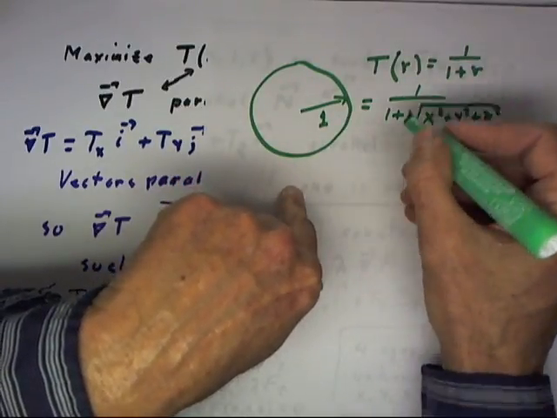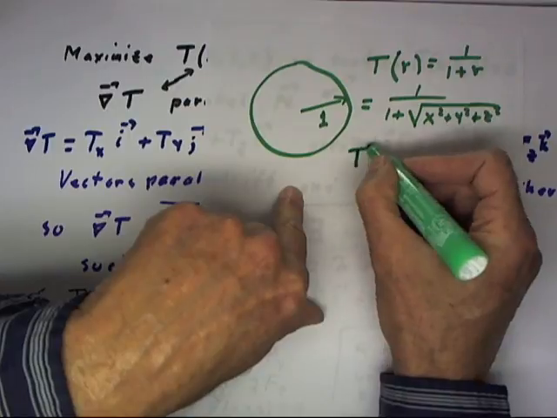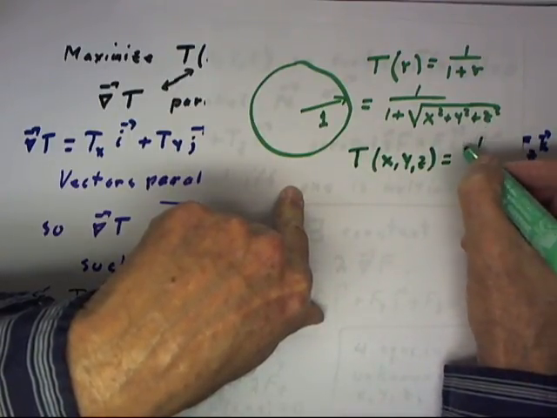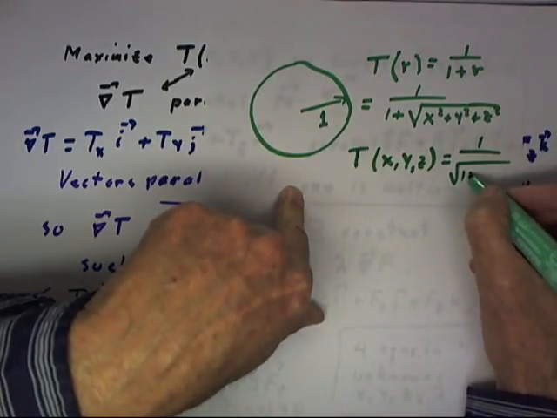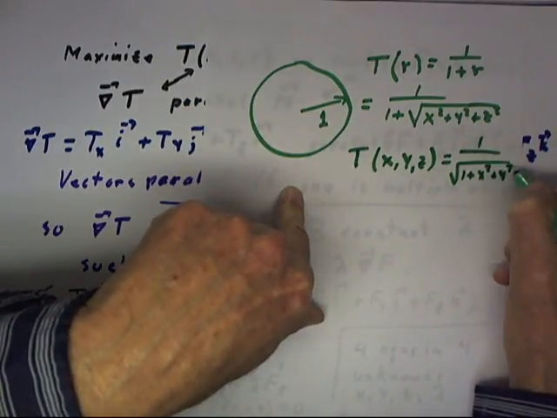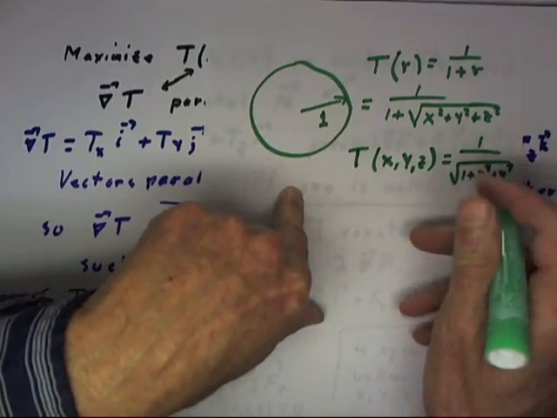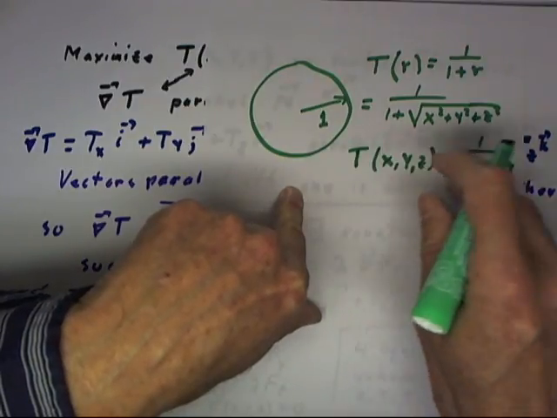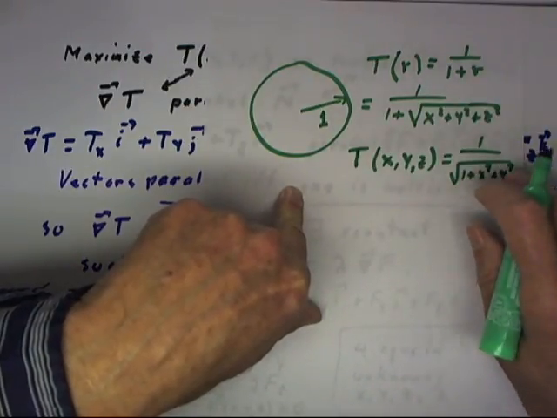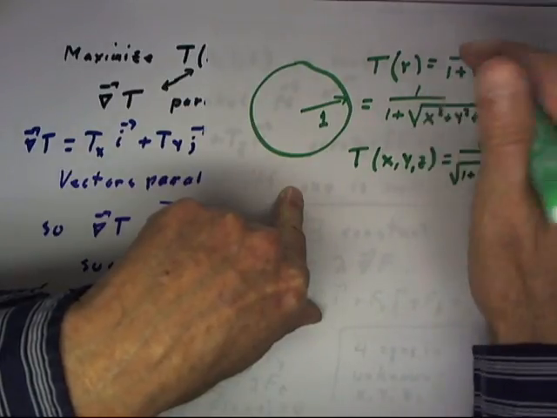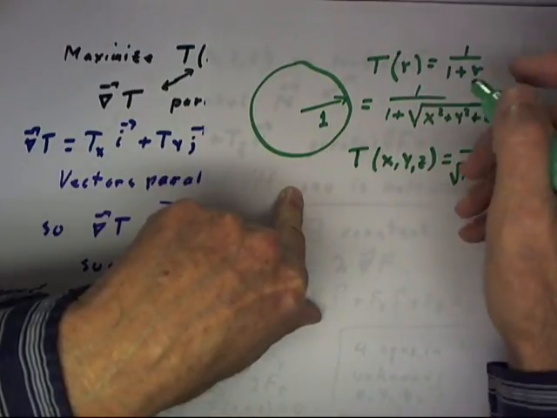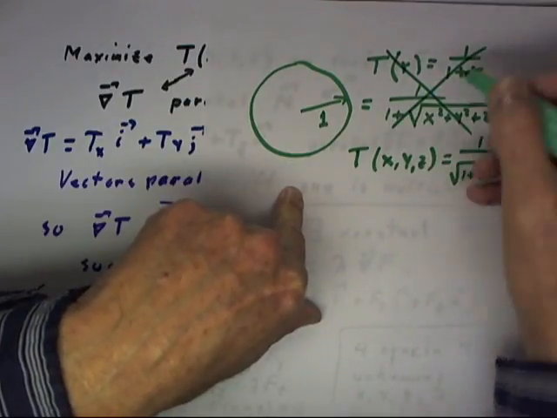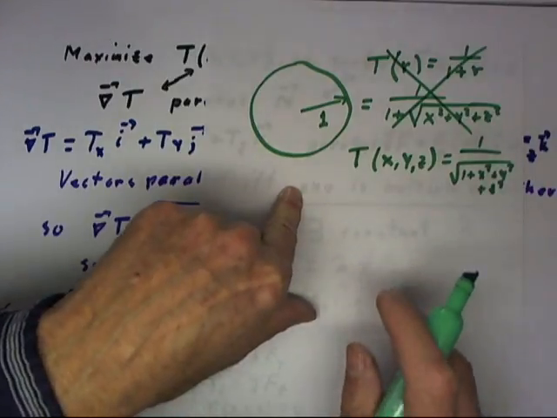I'm going to make a slight change in this. I'm going to let T of x, y, z equal 1 over the square root of 1 plus x squared plus y squared plus z squared. Get that 1 inside the square root. There's a good reason for that. Just because of the algebra that we'll be facing, I'd rather do this than this. This would be a little longer, and the algebra would be a little more difficult to understand. So I'm going to cross this function out, and I'm going to maximize this one.